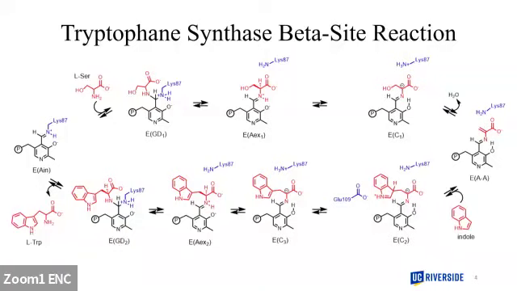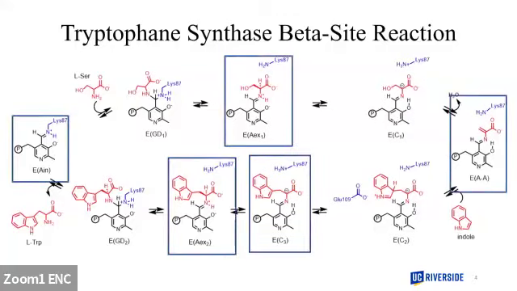L-serine enters the active site, and it displaces lysine 87 to form a new Schiff base link between the PLP and L-serine. The beta hydroxyl leaves as a water, and we form the aminoacrylate intermediate. Indole, also shown in red, comes down from the alpha subunit and forms a bond at the C beta of serine. This product goes on to leave as L-tryptophan, and we return to the internal aldimine, or the resting state.